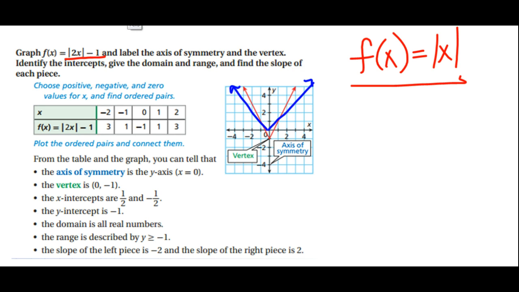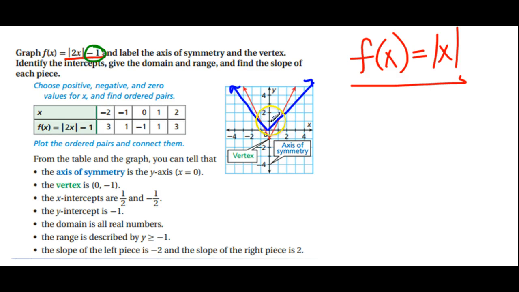Let's take a really good look at the differences here. It looks to me like this V, the red V, has dropped down one space. I'm betting that this minus 1 had something to do with that. So my vertex now is down here at (0, -1). Okay? I also notice that my V here is tighter.